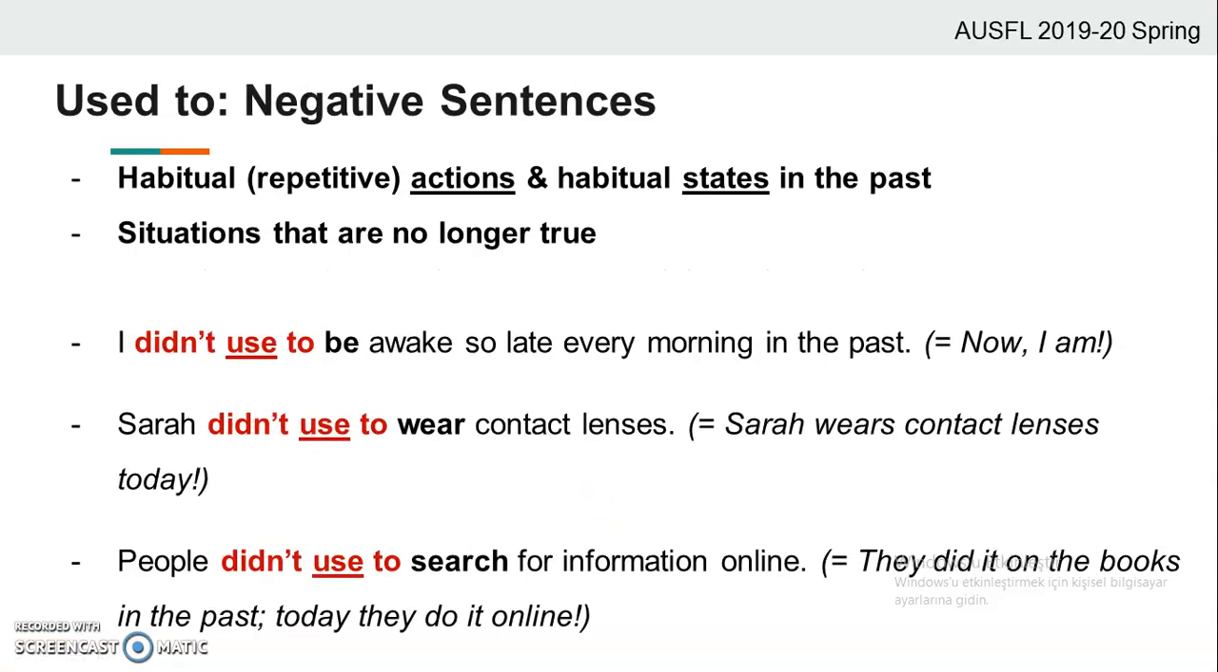Used to in negative sentences. We use used to in negative sentences again with the same meaning, for habitual actions and habitual states in the past and situations that are no longer true. Let's have a look at the examples of the structure here. I didn't used to be awake so late every morning in the past. This sentence means now I am awake late every morning.